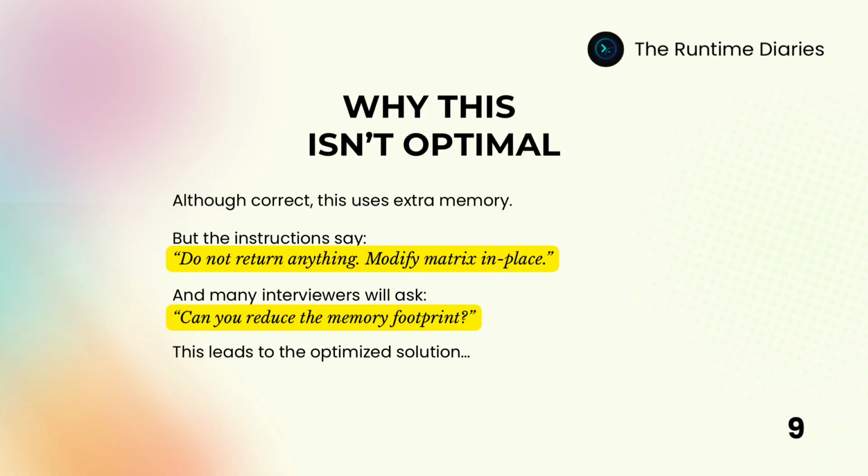This is where many interviews take a turn. Your code works, but they challenge you. Can you do this fully in place? Can you avoid those extra arrays? Can you solve the ripple effect problem without needing extra row and column storage? This is your cue to reach the optimized constant space version.